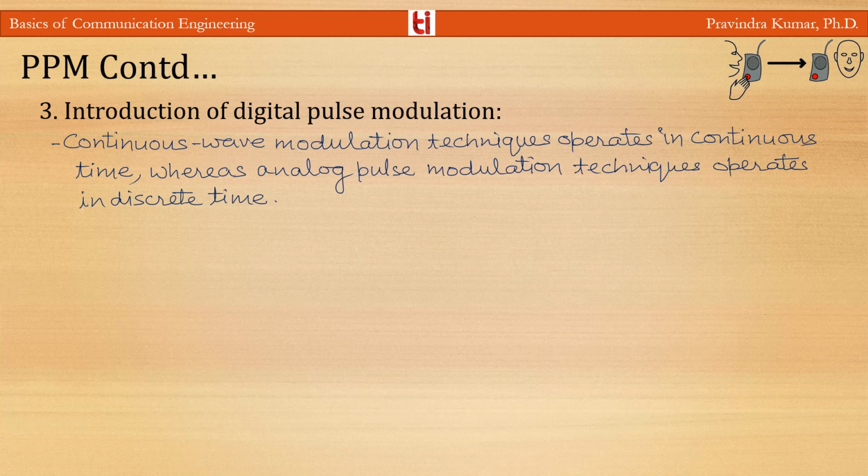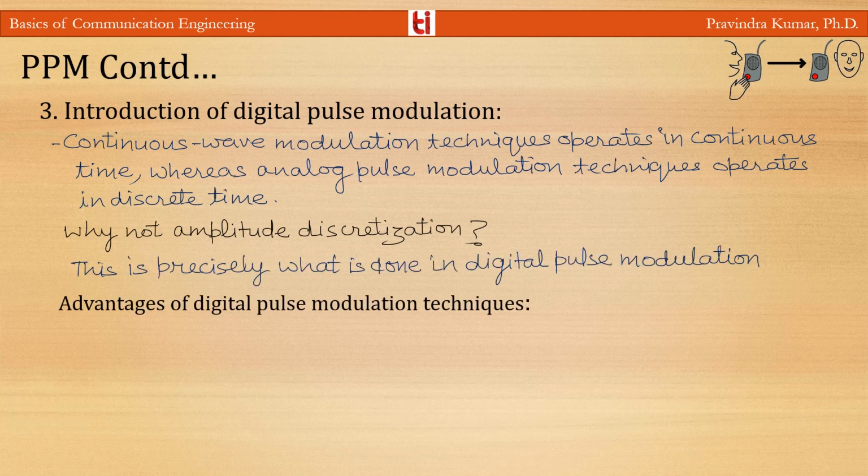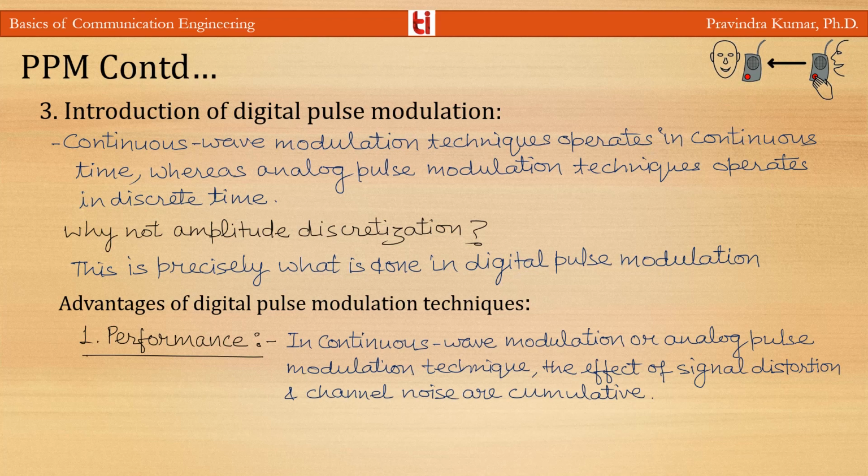In going from continuous waveform modulation to analog pulse modulation, we have to move to discrete time signal processing. Why not go one step further and also incorporate amplitude discretization? This is precisely what is done in digital pulse modulation. And so we have a new modulation technique for transmission of analog signals over a communication channel. The advantages offered by digital pulse modulation techniques are in performance. A communication system that uses digital pulse modulation is known as a digital communication system.